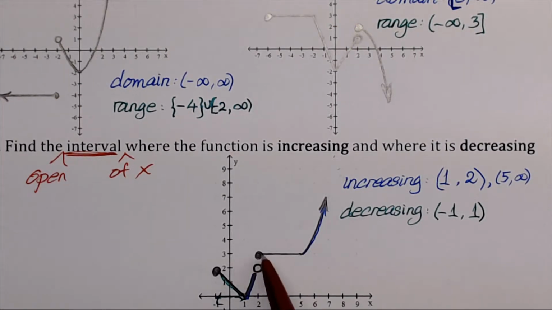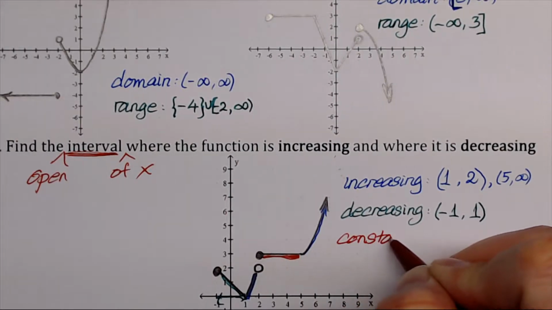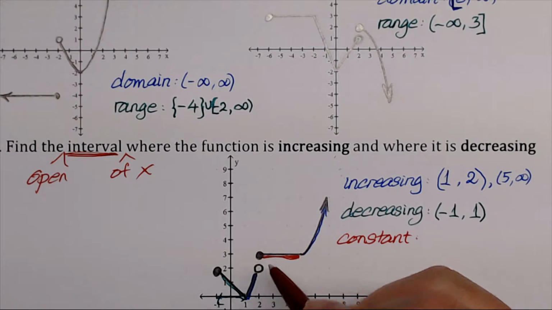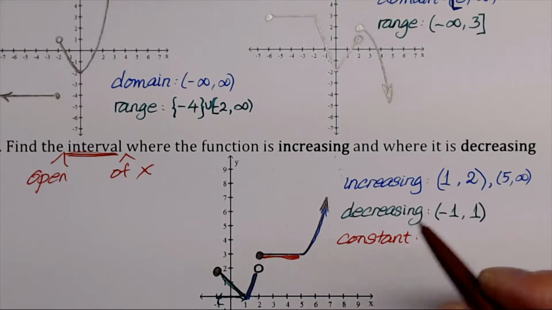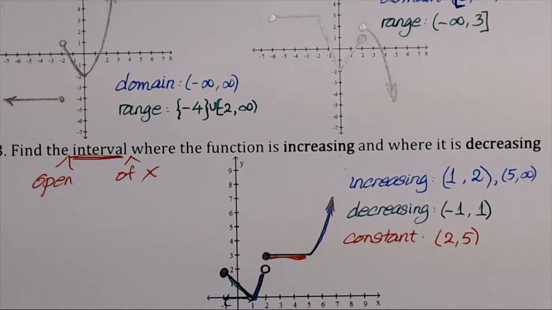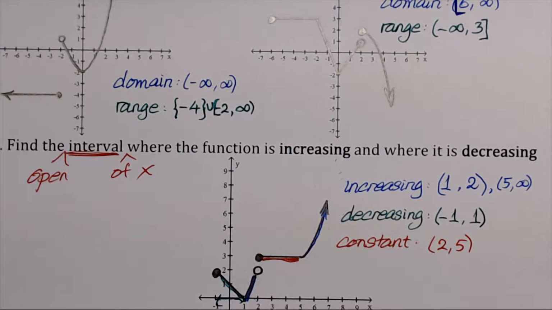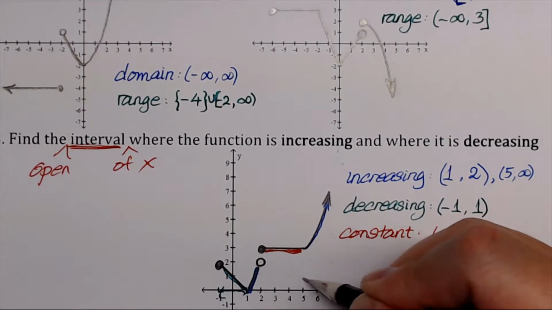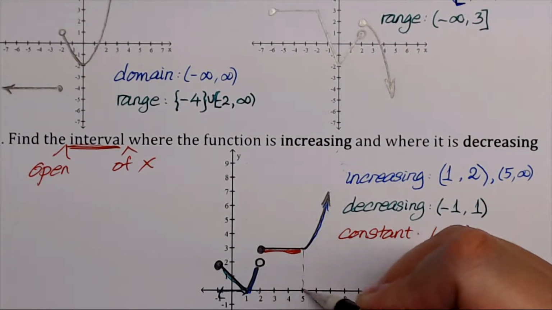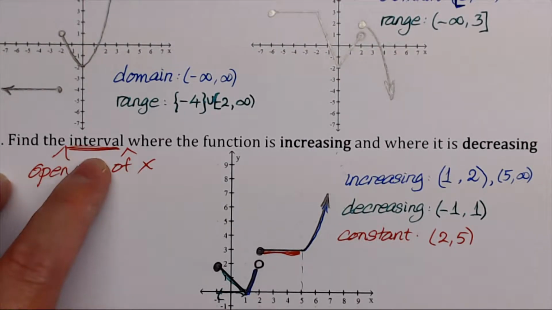And then constant, where the graph goes horizontally. This is also an open interval from 2 to 5. So 2 to 5. Again, it is an open interval of x.